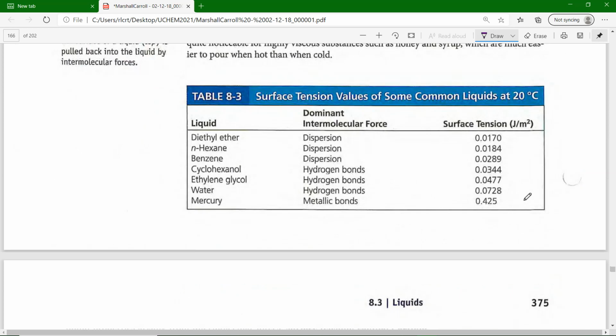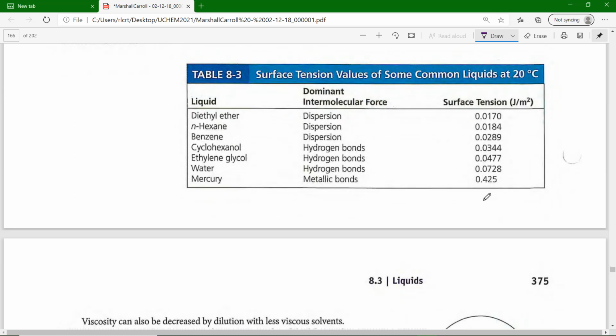And here's this table we should have talked about before. Some surface tension values. You see the surface tension increases. Here's water. Hydrogen bonding is more than the others. Some of them are hydrogen bonding, some of them just dispersion. But there's metallic bonds, which we'll get to either this lecture or the next, where the surface tension is much higher. Okay, so that just snuck in there.